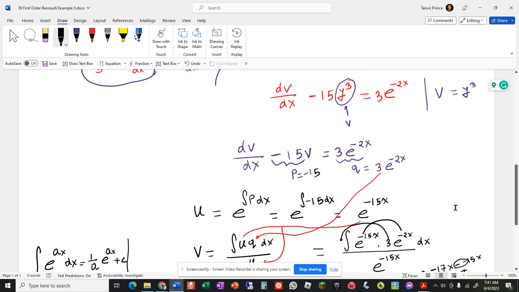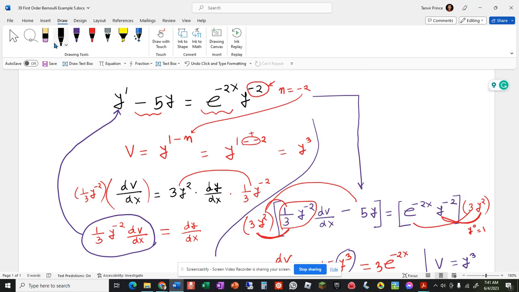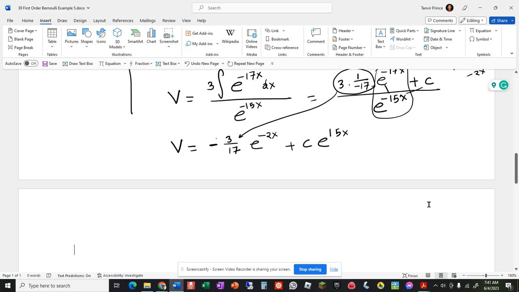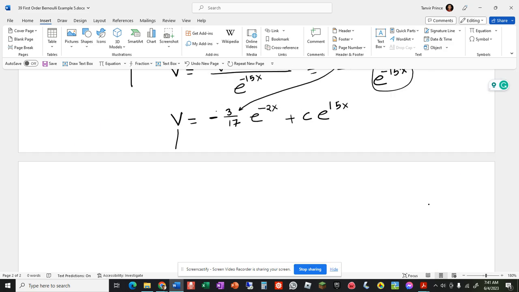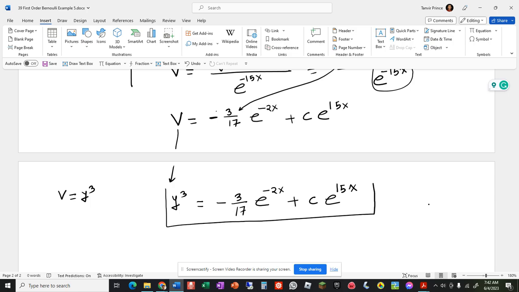So don't forget that. So let me add a paper here, blank page. Okay, so let's do that. So I'm going to replace v by y cube because remember v is equal to y cube, and copy everything else. So that will be my general solution. And again, it's implicit. So that will be my general implicit solution.